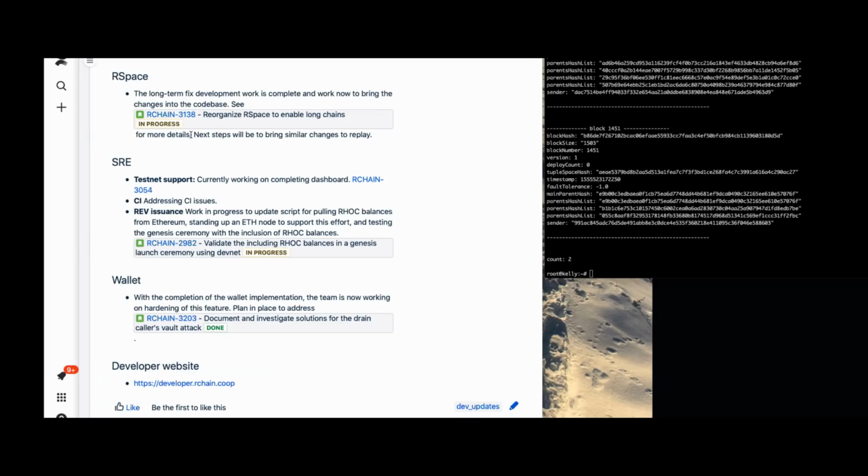Finally, I'm pivoting to the wallet. With the completion of the wallet implementation, I spoke last week about some hardening work. We did have an issue, and that is RChain 3203. You're welcome to take a look at that issue and the risk that it puts on the platform, as well as the plan that we have to address it.